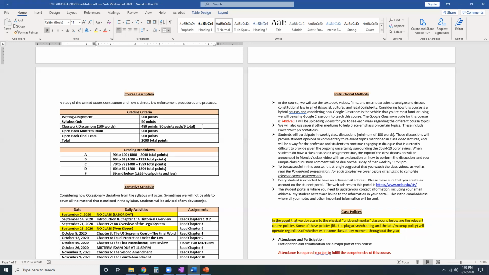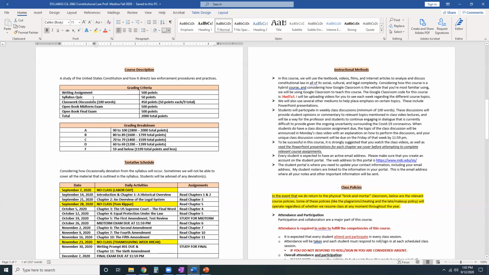So each one of those is worth 50 points, and there will be a total of 9 of them throughout the course. And then I'm also giving you an open book midterm and an open book final exam. Obviously, by open book, probably what I'm talking about is really the PowerPoint presentations and any notes that you choose to take based off of my class lectures, right? And those exams will be multiple choice, and you will have a day to do them. They're assigned on particular days, and you have to make sure that you do them on that day at some point in your day. Otherwise, you will not be getting a good grade.